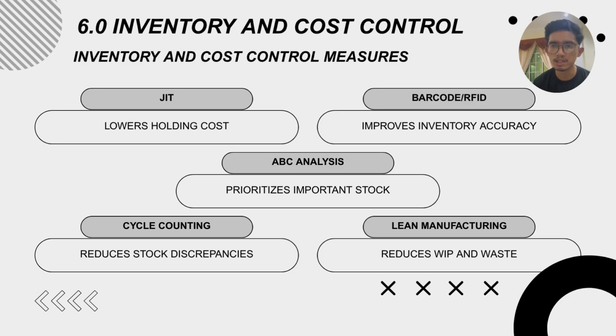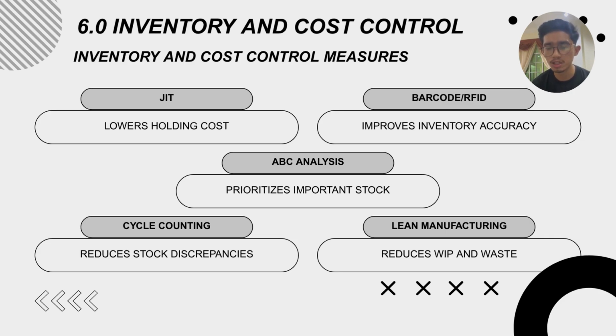Fourth, cycle counting can be used instead of only doing annual stock taking. This helps detect stock discrepancies earlier. Finally, lean manufacturing can reduce WIP and waste, improve production flow, lower holding costs, reduce lead time, and improve productivity.